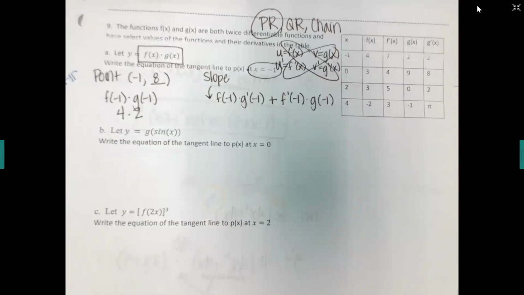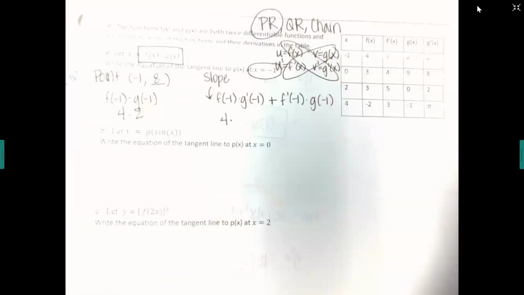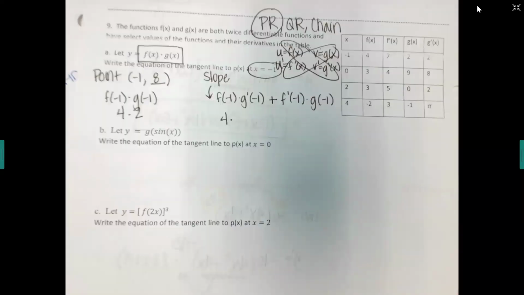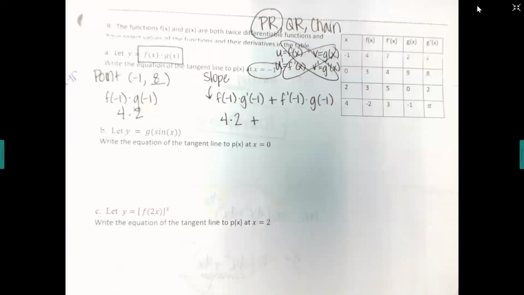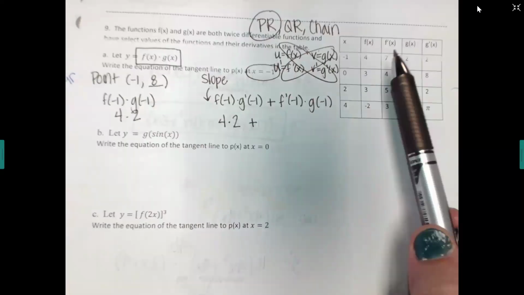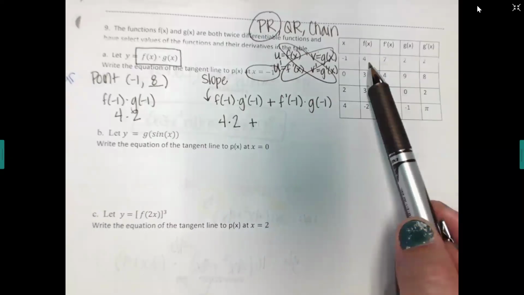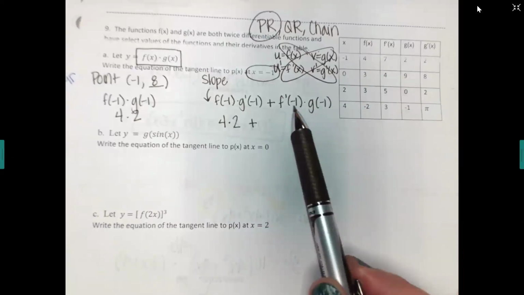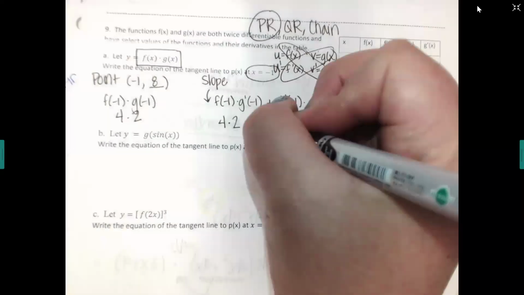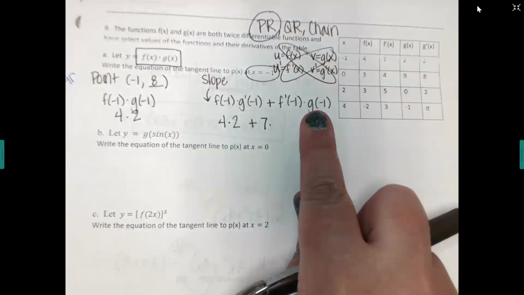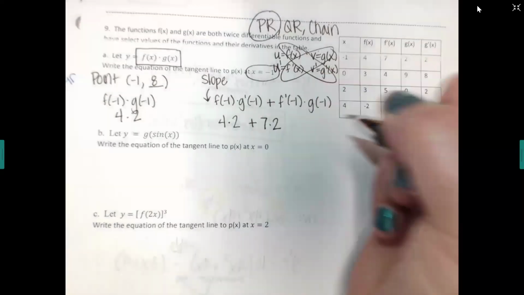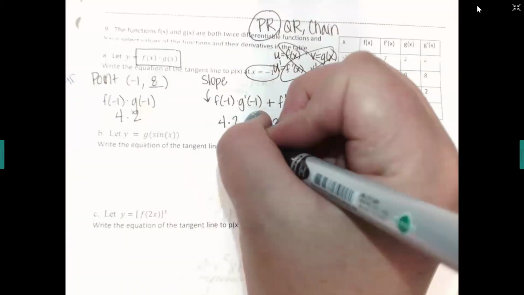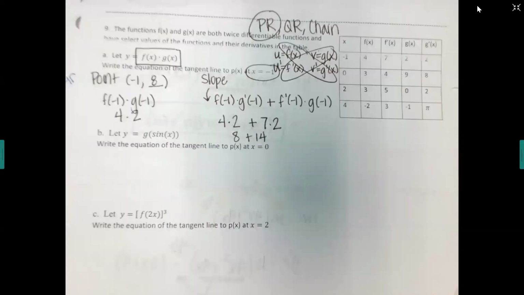Then I'm just going to pull those numbers out of the chart. So what is regular f at -1? 4. What is g prime at -1? 2. You're looking for where x is -1, and then you're finding the values for f, g, f prime, g prime. So the next thing I want is f prime. What number? 7. And then the last one is a regular g, which is 2. So 4 times 2 is 8, plus 14. Plus 14 gives me what final slope?